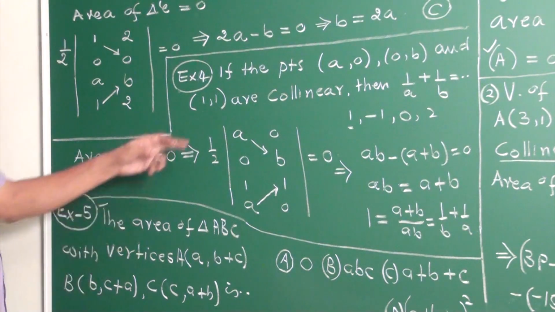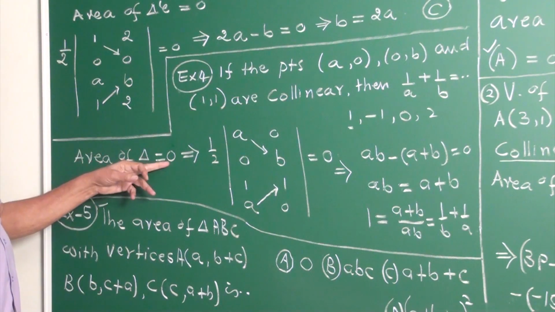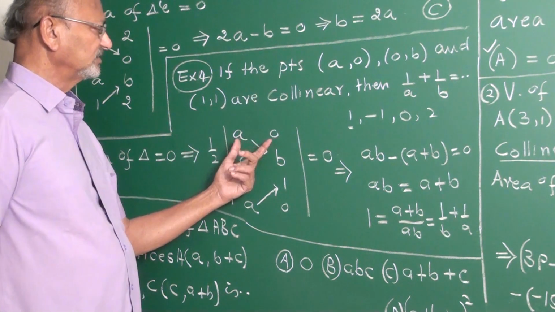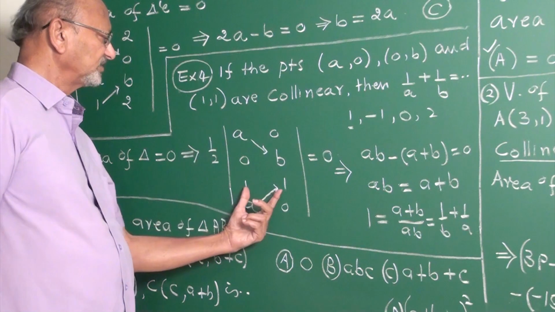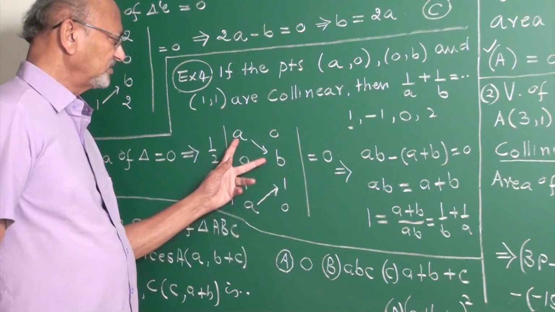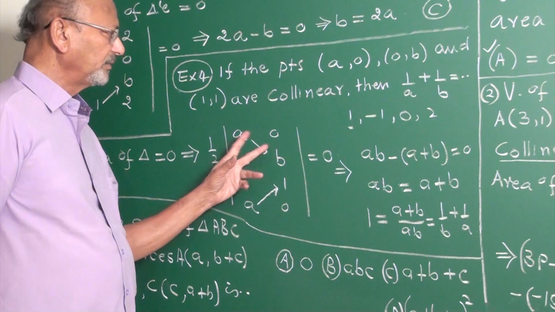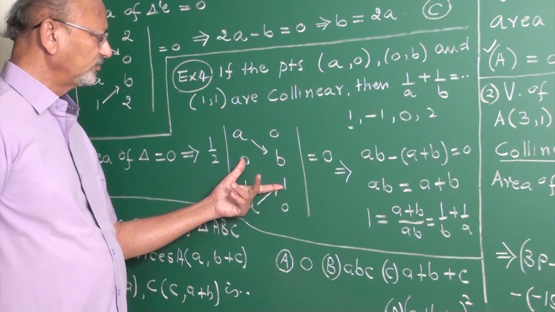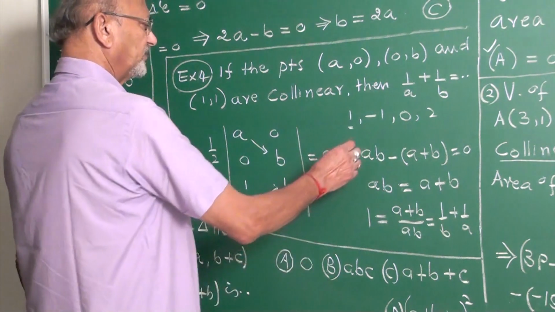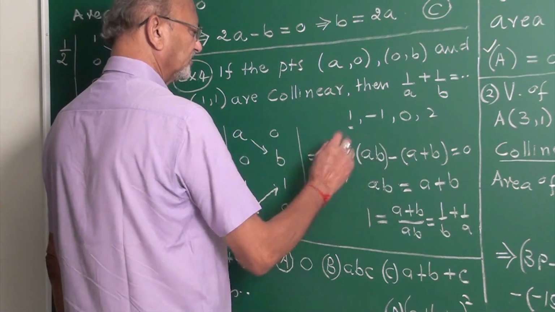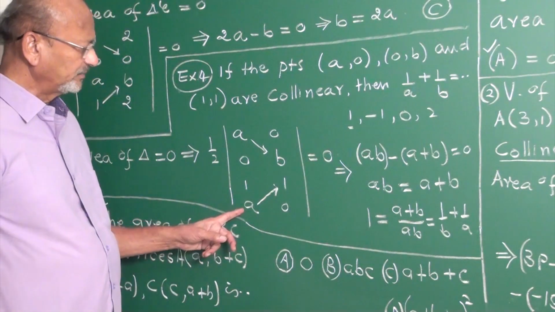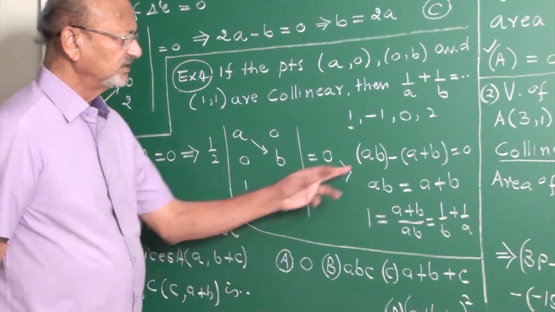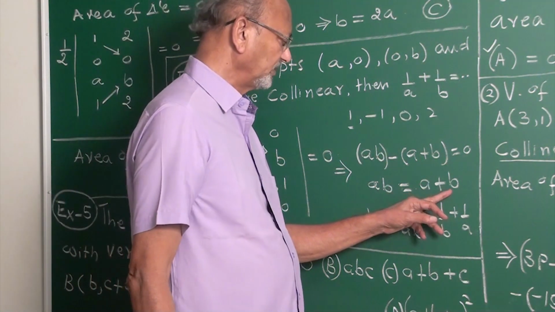Yes, my friends, again collinear, area of the triangle is 0, half into the coordinates: first, this is second, this is third, then first. First come down, AB, AB. This is 0, no need to write. This is the first bracket, minus, minus. This is the second bracket, A into 1. 1 into B plus B equal to 0. Shift this side, AB equal to A plus B.